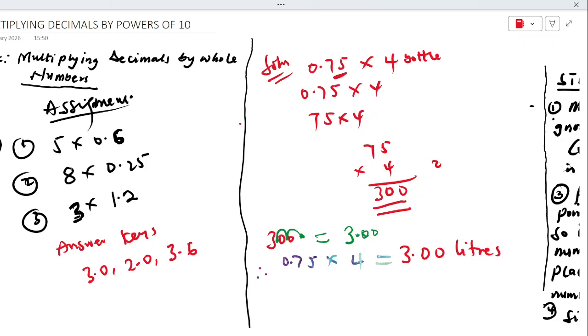If you really enjoyed this lesson, try more examples at home and comment your answers in the comment section. And in our next lesson, we will learn more on decimals, how to divide decimals by powers of 10 and even by whole numbers.